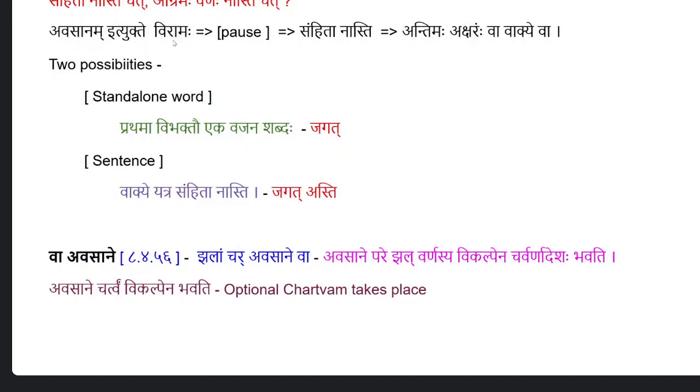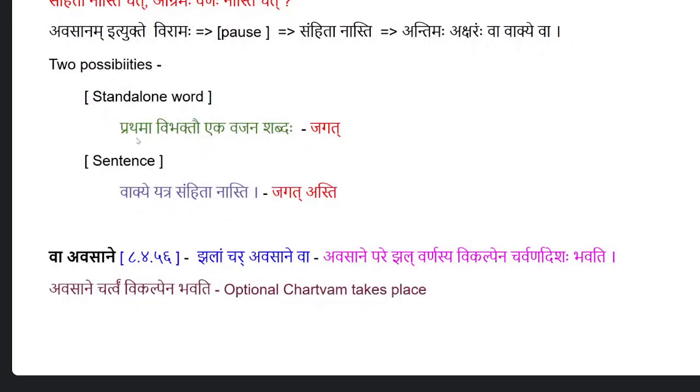Now let's see, samhita nasti chet. That means there is no samhita. When can this happen? That means agrimaha varnaha nasti. There is nothing immediately after that. It can happen at avasanam ityukte viramaha, that is pause. Samhita nasti means, when can it happen? Either it has to be antima aksharaha or vakye. Vakye, we know that it is separate. There is no samhita. Because sandhi is optional, we may not make sandhi, therefore there will be a pause. There will be no samhita in a sentence, or if it is the only standalone word. So two possibilities: standalone word.